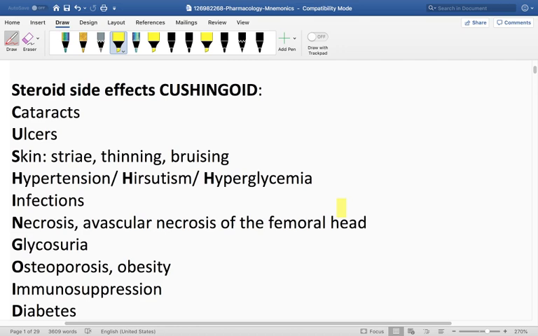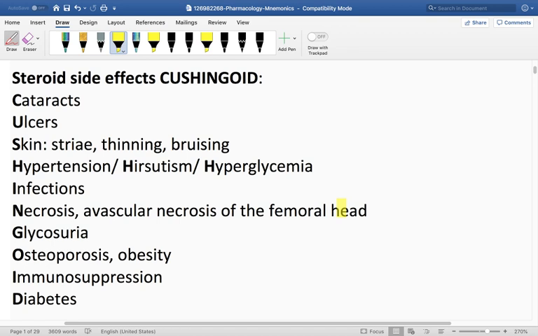Now, steroids. What are the side effects of the steroids is a favorite question of the examiner. You should be very sure that cataracts, you can remember Cushingoid. When there is excess steroid, it leads to Cushingoid, right? So, cataracts, ulcers, the skin will show thinning, hypertension. One of the very common causes for hypertension that we often ignore is someone who is taking steroids. H for hirsutism, hyperglycemia, infections, avascular necrosis of the femur, very commonly asked. Steroids also lead to glycosuria, steroid-induced osteoporosis and fractures, immunosuppression, diabetes. All these facts you need to remember.